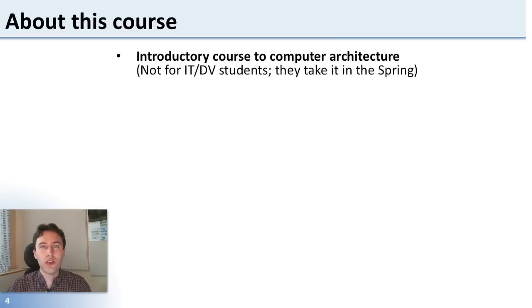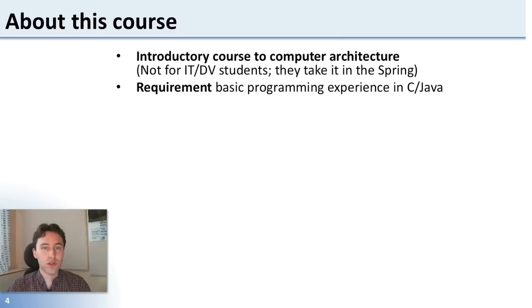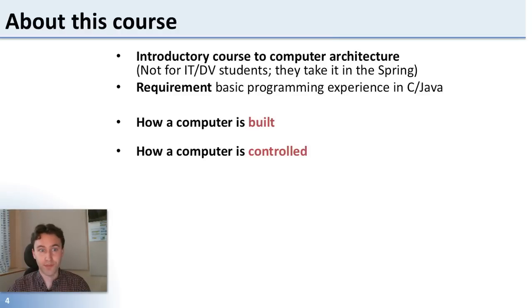This is an introductory course in computer architecture. This is not for IT and DV students. So if you're in either of those programs, you should be taking the computer architecture course in the spring. The prerequisites for this course are basic programming experience in an imperative language like C or Java. That is not a functional programming language. So we expect you to be familiar with for loops, if then else, variables, and accessing memory arrays.